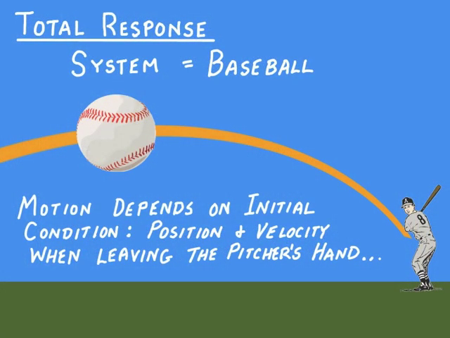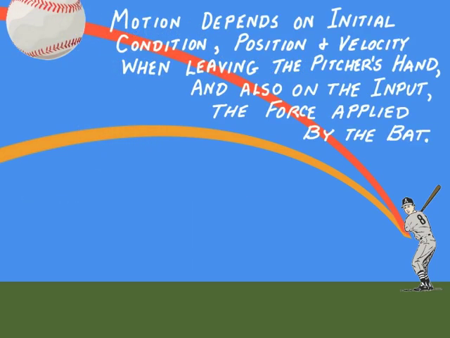To give you a better understanding of this concept of total response, I'm going to consider a system which is a baseball. So the motion of the baseball depends upon two things. It depends upon the initial condition, that is the position and velocity of the ball when it's leaving the pitcher's hand. And it also depends upon an input coming from the batter. This input is the force of the bat upon the ball. So we have an initial condition and we also have an input that determines the ball's motion.